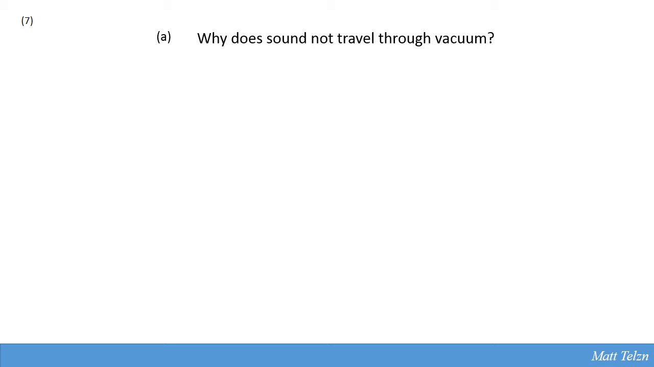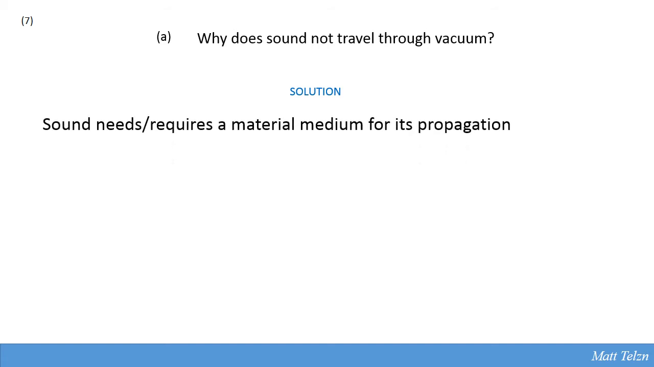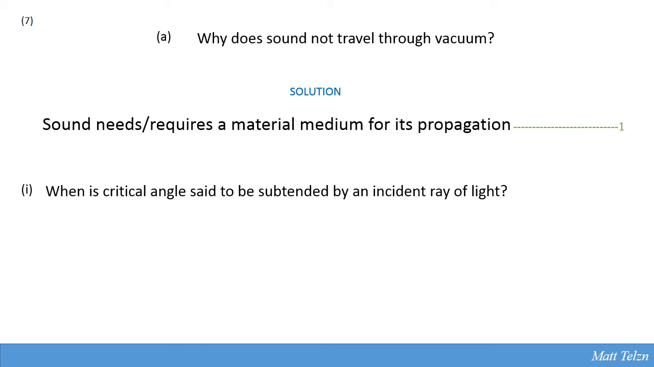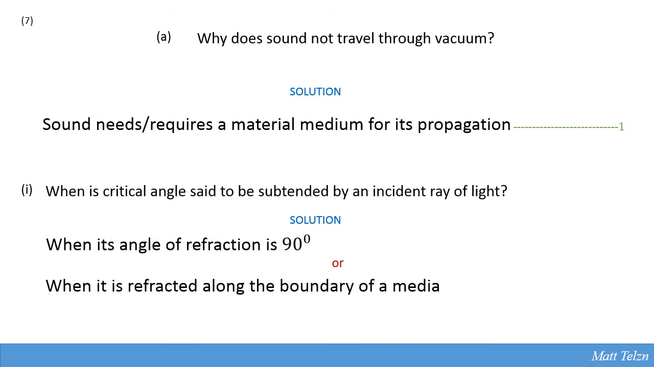Why does sound not travel through a vacuum? We all know that sound requires a material medium for its propagation. As simple as that. The mark allocated to it is 1. Next, the Roman numeral I: a critical angle is said to be subtended by an incident ray of light when its angle of refraction is 90, or when it is refracted along the boundary of the media. Any one of them, you score 1 mark.